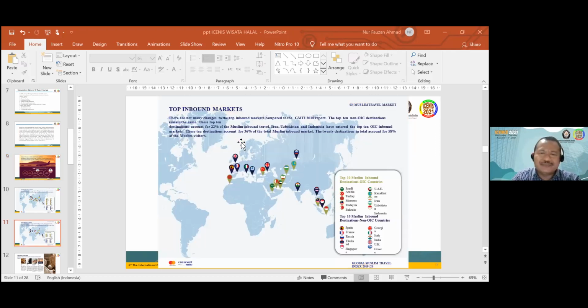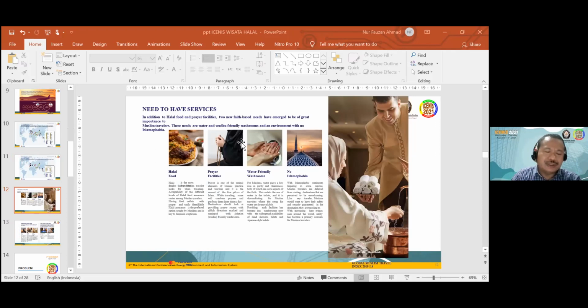Muslim-friendly tourism, such as halal food, cannot be applied in all regions. The tourism concept needs to consider local wisdom.